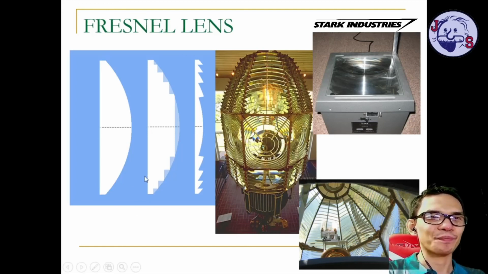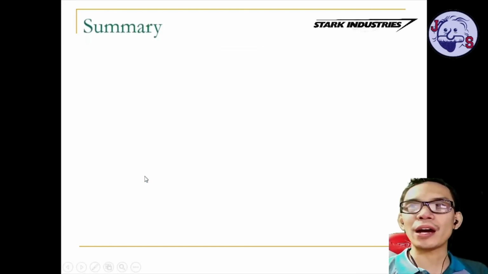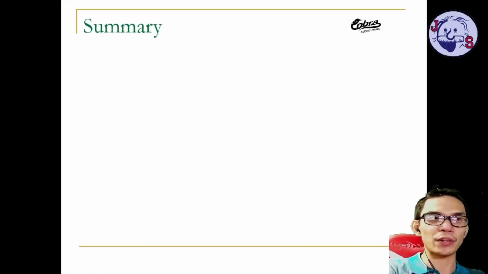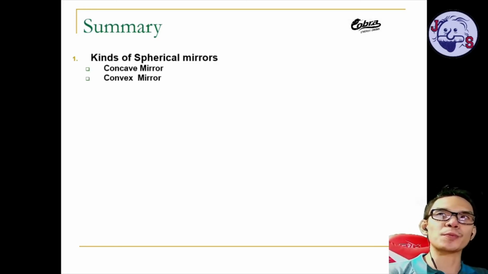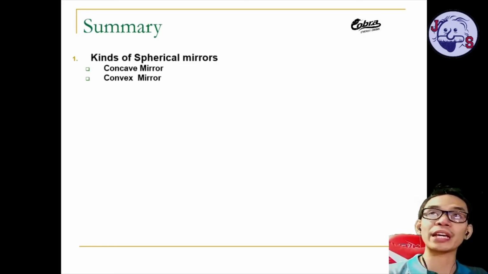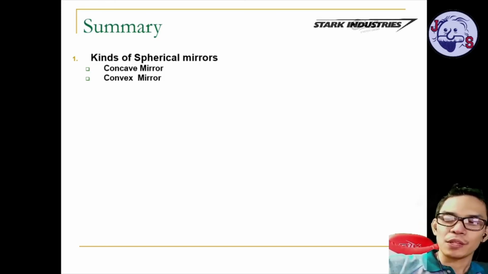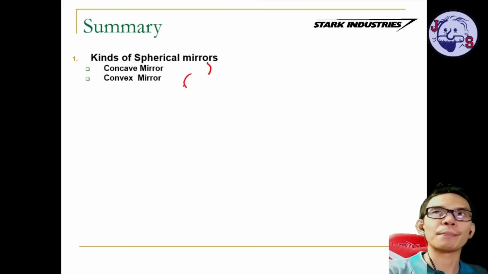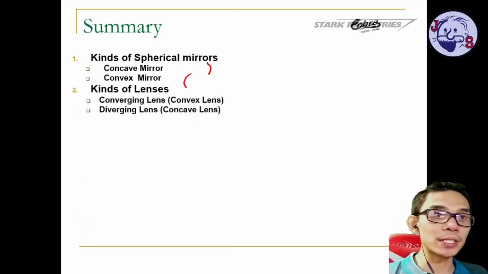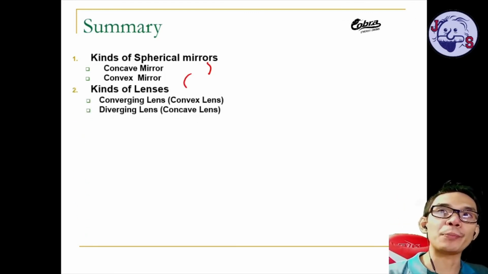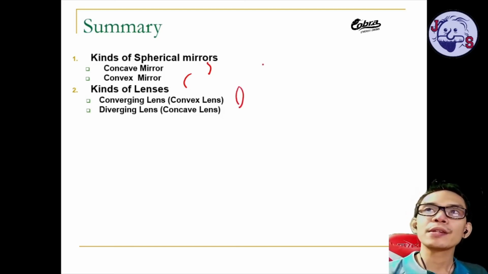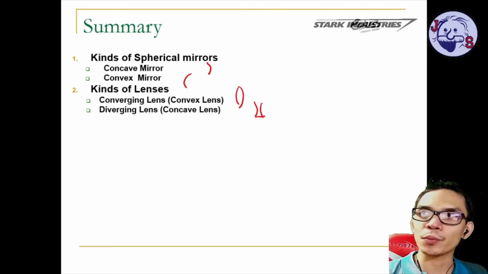In order to summarize the things that we have encountered in this video lesson: the first one, there are two kinds of spherical mirrors, convex and concave mirrors. Concave mirrors are curved inwards, while convex mirrors are curved outwards. Next, we have two kinds of lenses: the converging lens and the diverging lens. The converging lens looks like this one, and the diverging lens looks like this one.